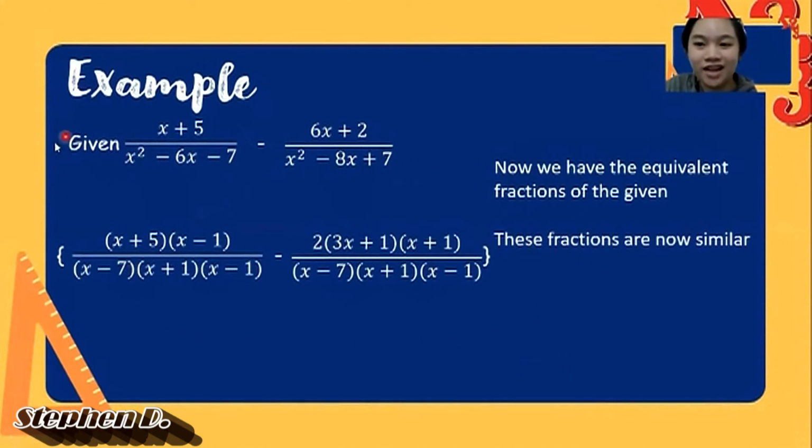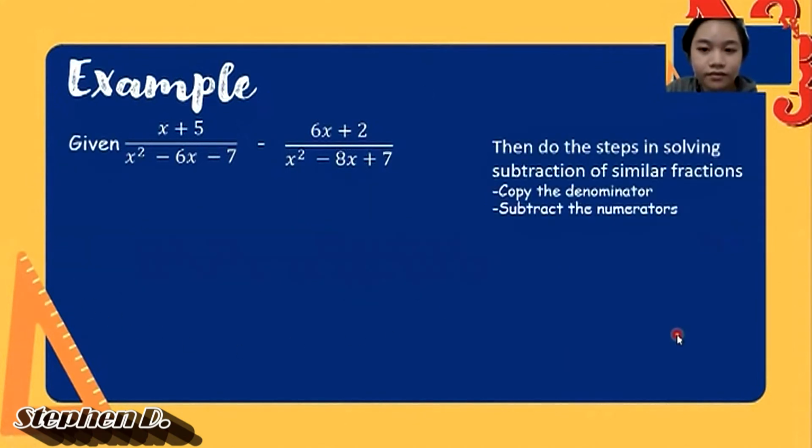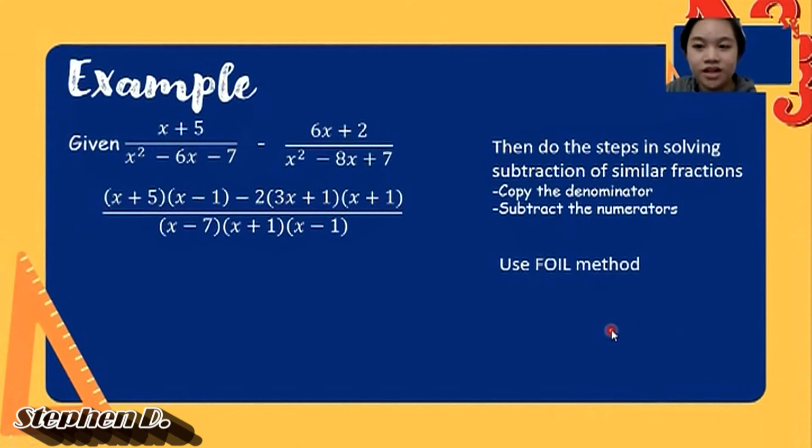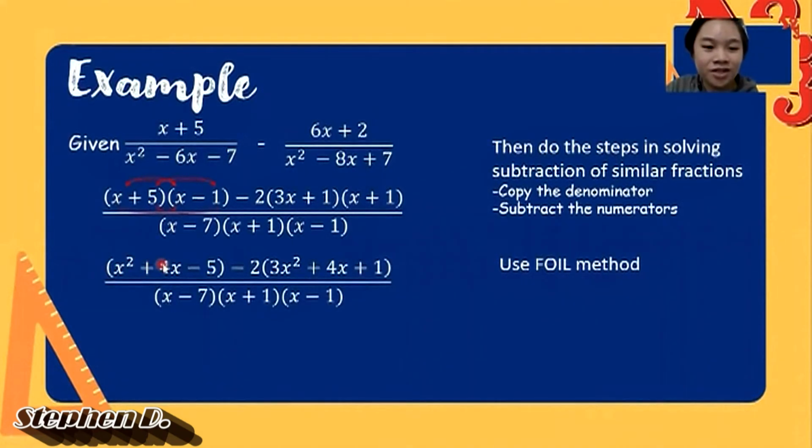These fractions are now similar. Then we do the steps in solving subtraction of similar fractions, which are copy the denominator, then subtract the numerators. But first, we need to use the FOIL method. That is when we multiply the first terms, then the outer terms, and then the inner terms, and then the last terms. And we get x squared plus 4x minus 5 from the quantity of x plus 5 times the quantity of x minus 1.